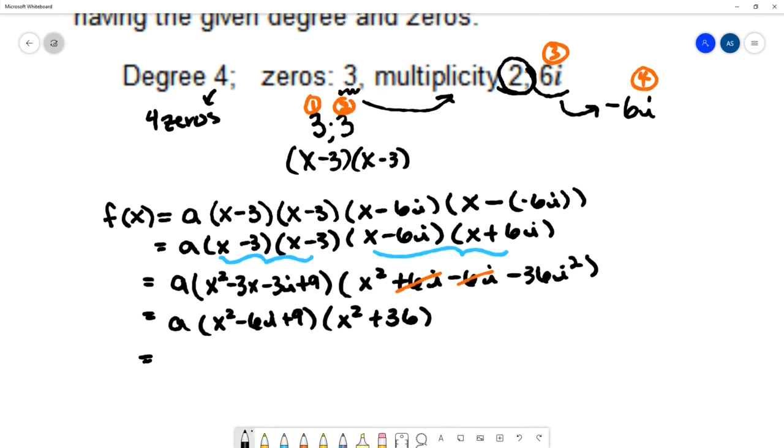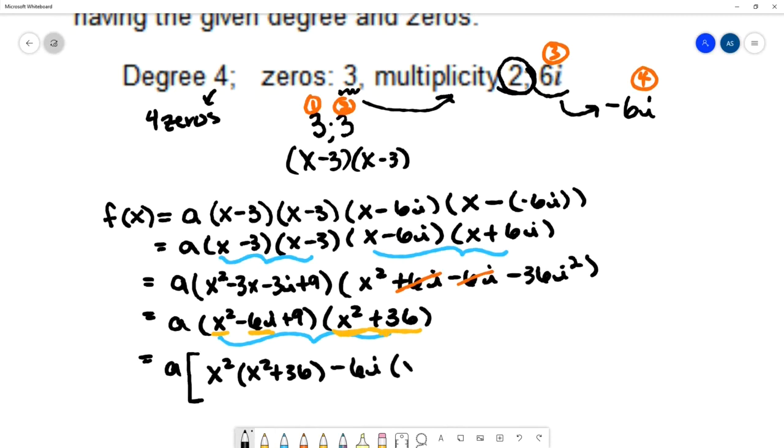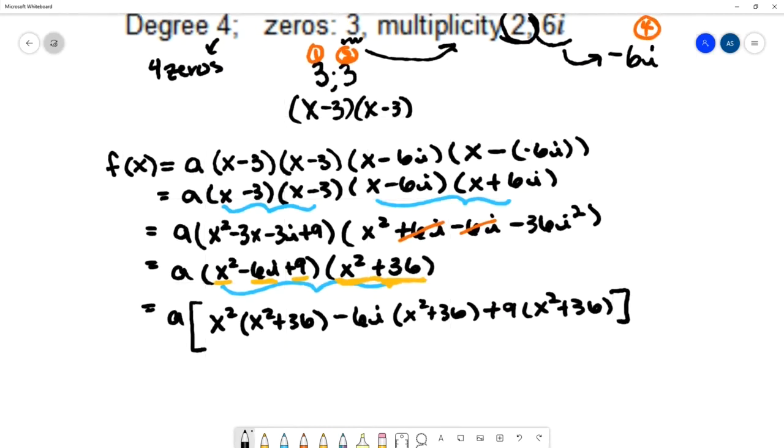And I'm going to multiply a little bit more. Now I can multiply these two together. And that would give, let's see, I'll write a bracket here. And I'm going to multiply the x squared times everything over here. That's x squared times x squared plus 36. Then I'll multiply the minus 6i times everything over here. Minus 6i times x squared plus 36. Then I'll multiply the 9 times everything over here. So plus 9 times x squared plus 36. A little bit more multiplying to do. I'll distribute to these parentheses.